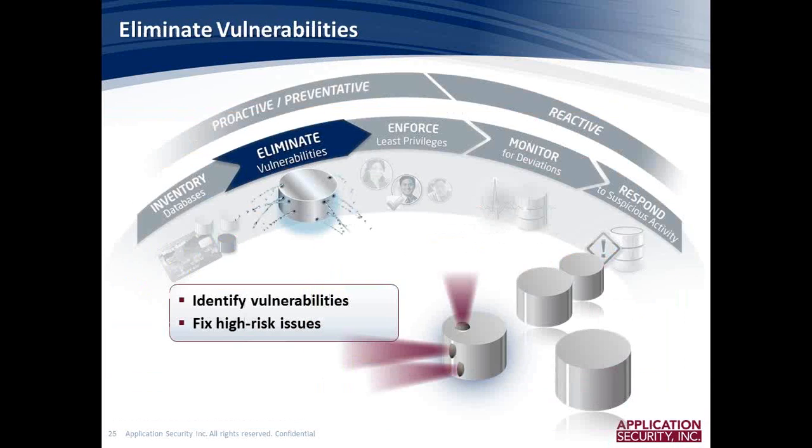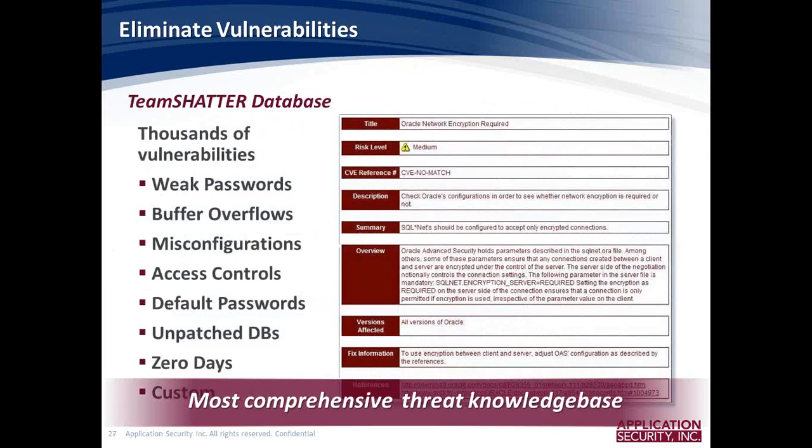Now, once you've got a firm grasp on the inventory of databases in our environment, we can start to work on eliminating vulnerabilities. So to eliminate them, first we've got to identify them. We've got to identify the vulnerabilities that are out there in the systems, and then we want to start fixing them, particularly the high-risk issues. We want to fix those first.